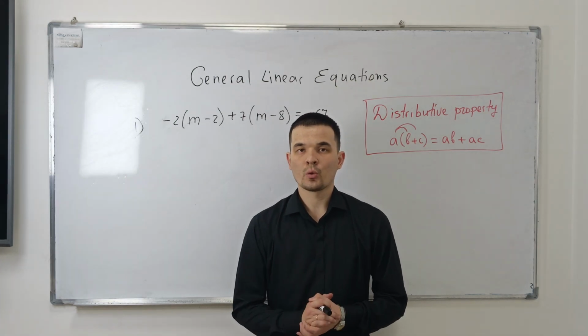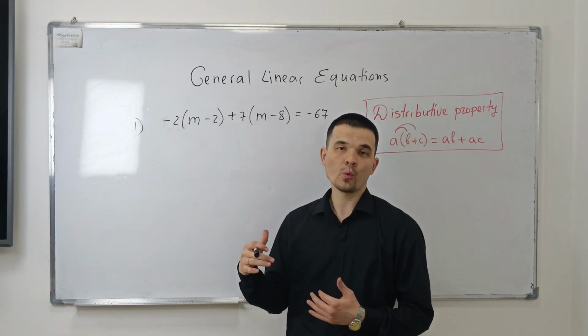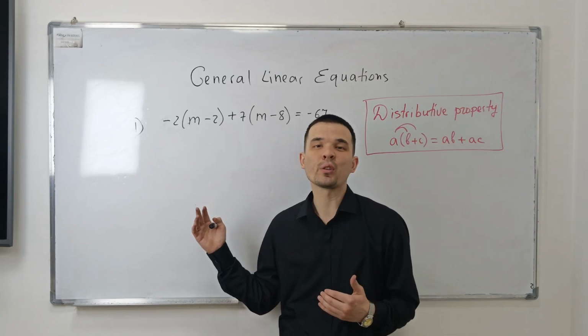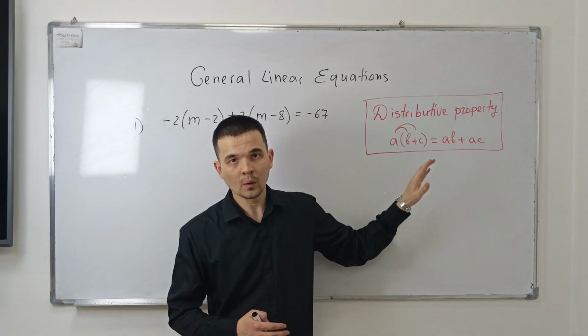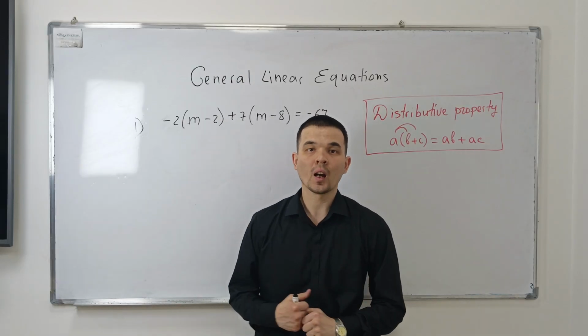Moving into a bit challenging questions. If you look at the question, we are given an equation where m is unknown, which we are going to find. However, to find m, we'll use distributive property. Please keep in mind this formula because it helps us in our work.